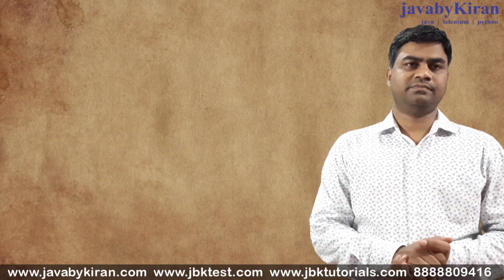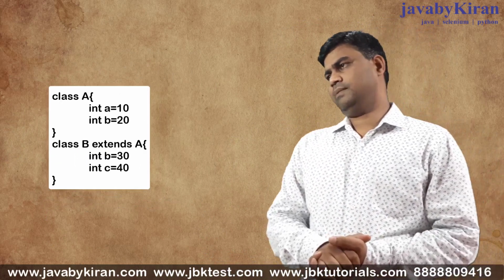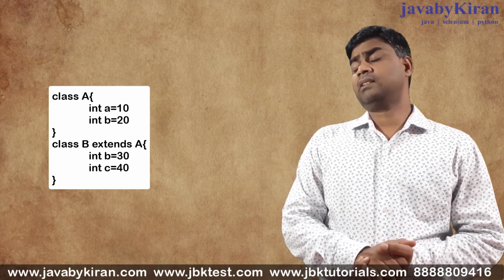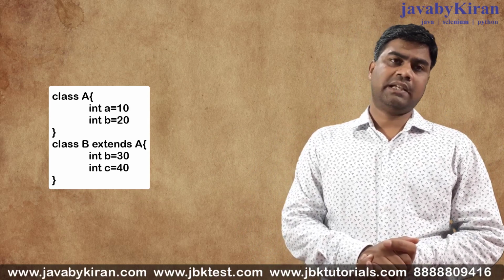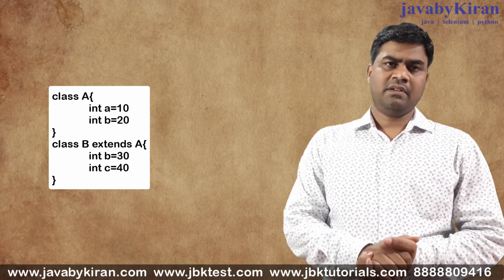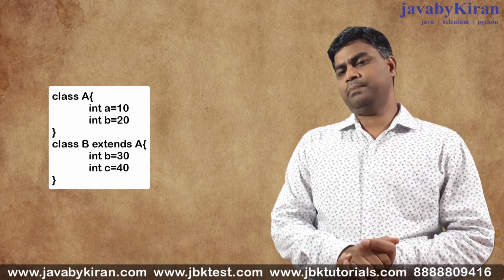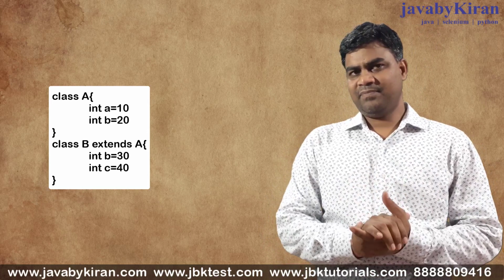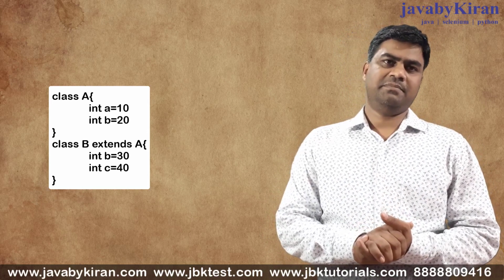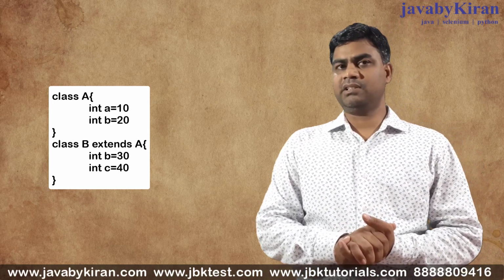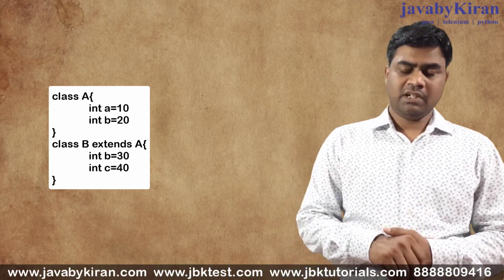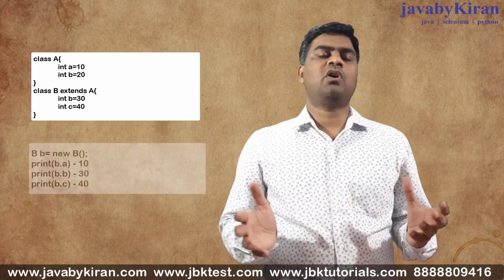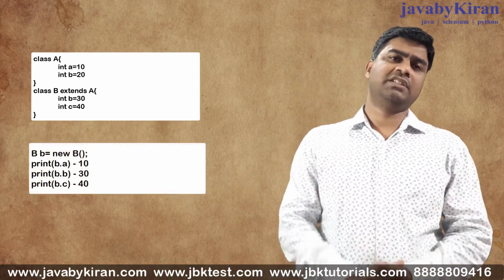See this example now. I have class A with two variables A and B having values 10, 20. Another class I have is B extends A, which is the subclass, having two variables B and C. You can observe what I did in this data. B is repeated here: B equal to 20 in superclass and B equal to 30 in subclass, and C equal to 40. Now I am creating an object of B and I am going to call b.a, then b.b, then b.c.